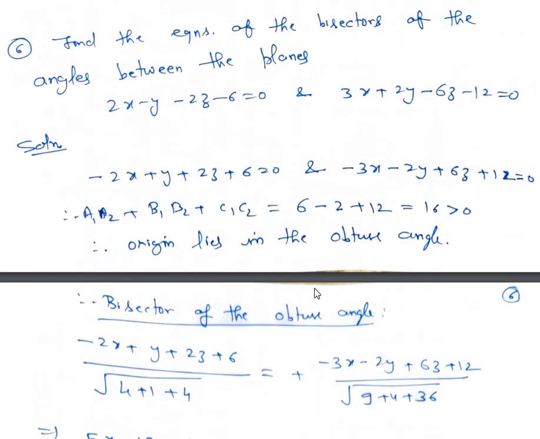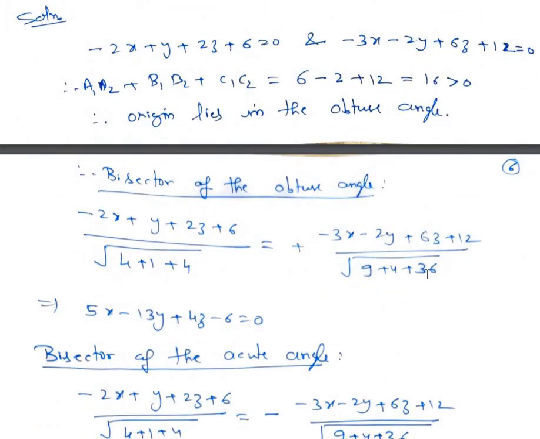So the bisector of the obtuse angle will be given by minus 2x plus y plus 2z plus 6 upon under root of 4 plus 1 plus 4 is equal to positive sign, minus 3x minus 2y plus 6z plus 12 upon under root of 9 plus 4 plus 36. That is 5x minus 13y plus 4z minus 6 is equal to 0.